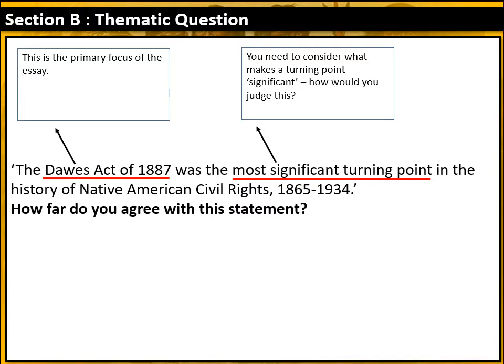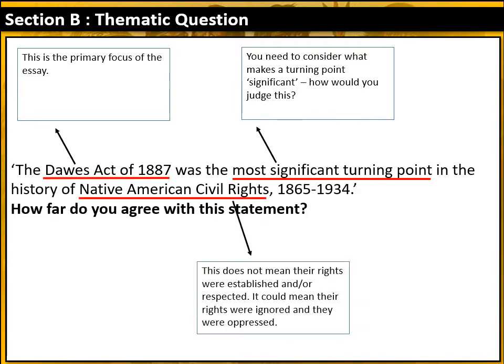The question then says this. It says, well, was the Dawes Act the most significant turning point? This implies that you need to have considered what makes a turning point significant. You need to establish some criteria. How are you going to judge whether a turning point is more significant than another? How will you make that decision? It also says that this is a most significant turning point in the history of Native American civil rights.